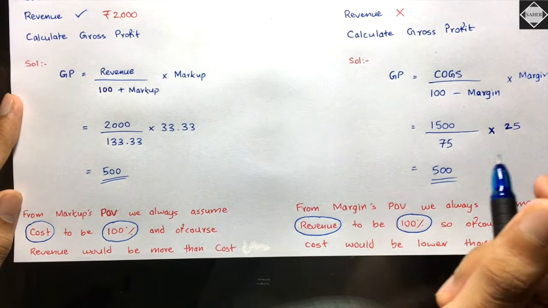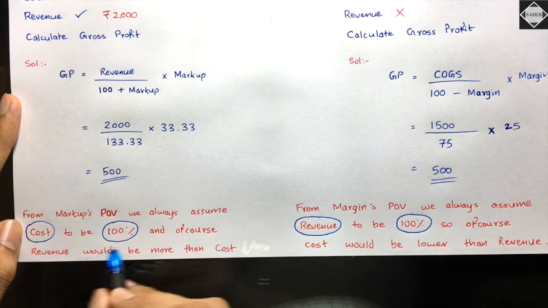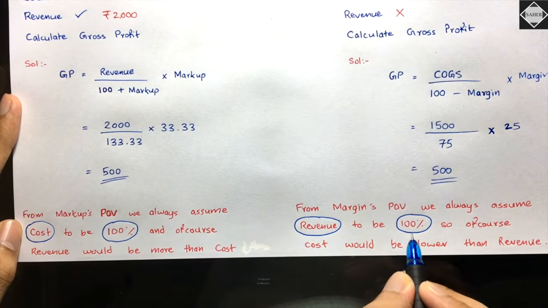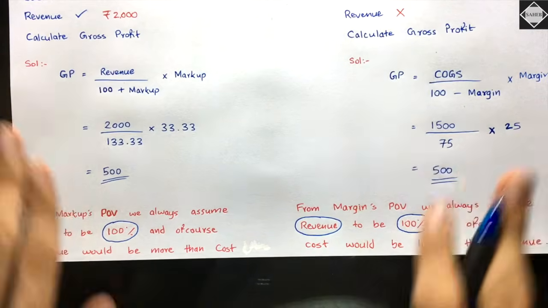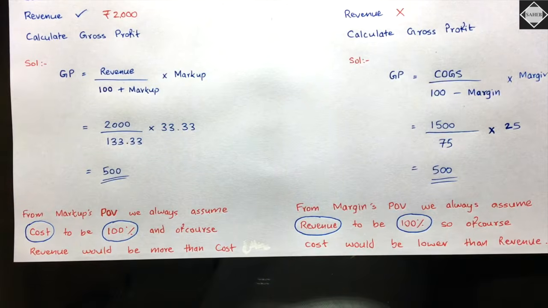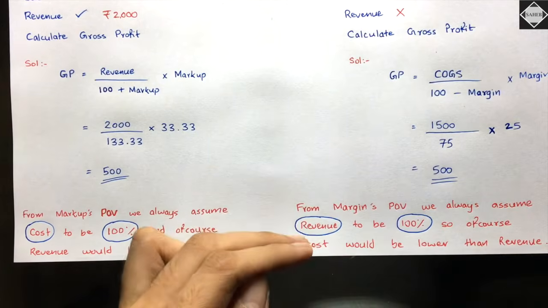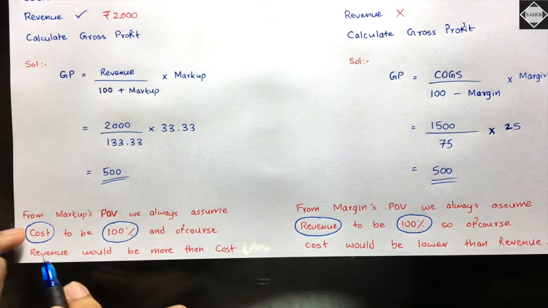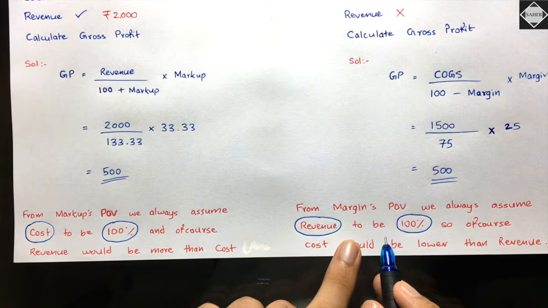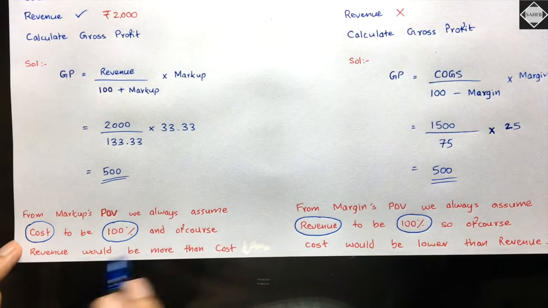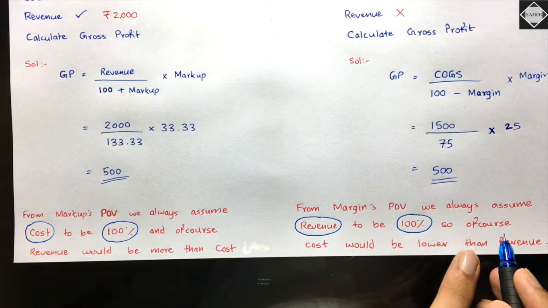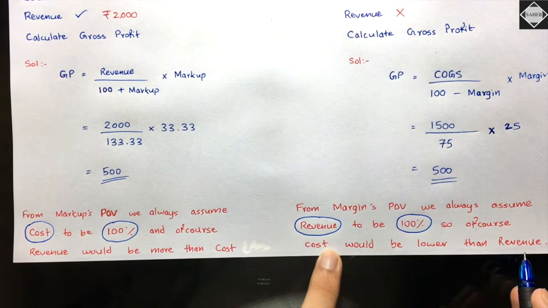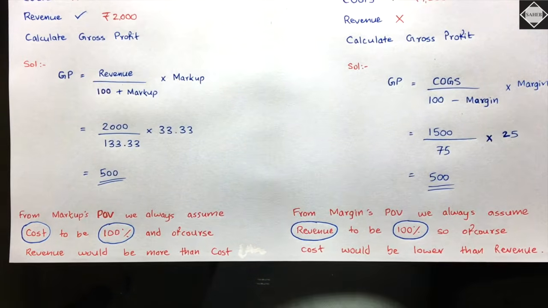You see what's happening over here? Understand the pattern. The pattern is markup's friend is becoming 100%. Margin's friend is becoming 100%, from their own points of view. From markup's point of view, markup's friend is 100%. From margin's point of view, margin's friend is 100%. So the remaining will be more or less than that, isn't it? In this case it will be more, in this case it will be less. Of course revenue would be more than cost, of course cost would be lower than revenue. So this is the logic.